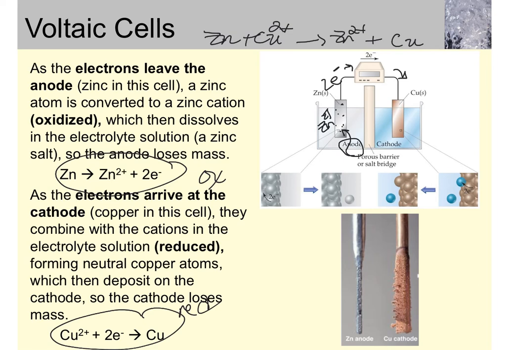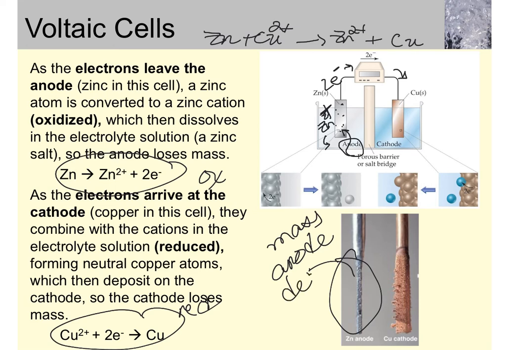The 2 electrons it gives up, so the zinc cation is left behind. Zinc cation is no longer a solid metal, so it falls off and becomes part of the electrolyte solution. And so you can imagine the mass of the anode is going to decrease. Okay, the solid anode is going to be turning into more of the electrolyte solution. So that explains the oxidation half reaction.